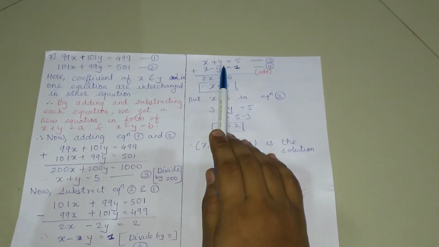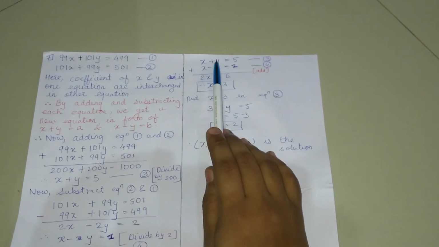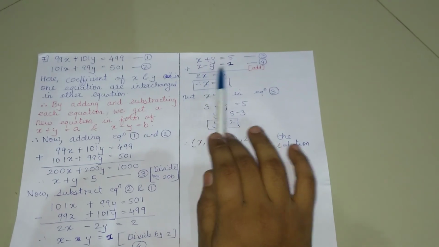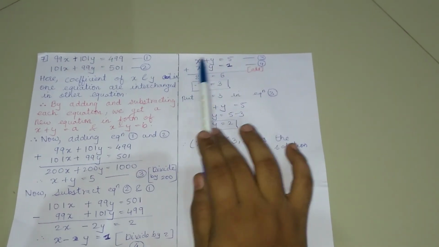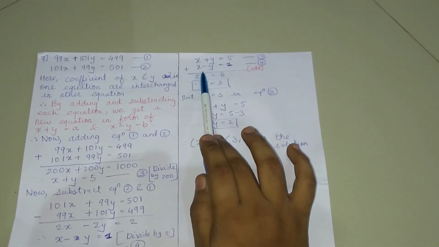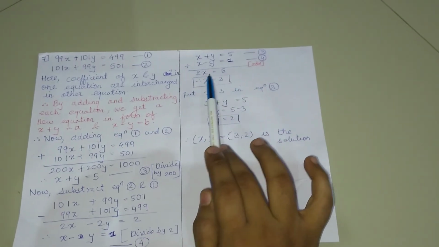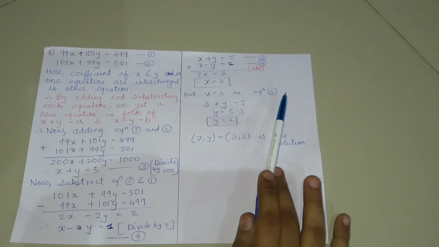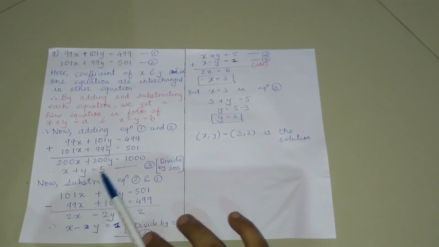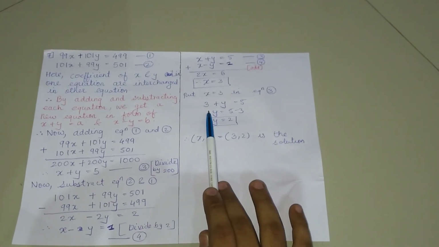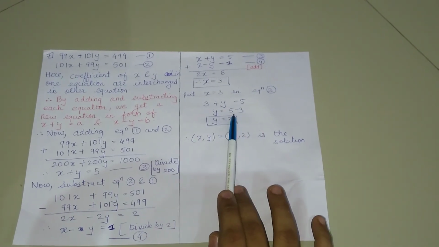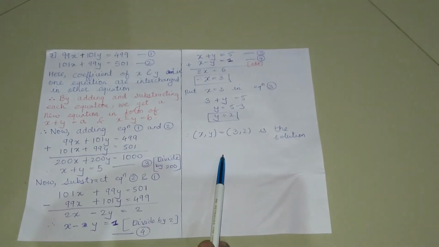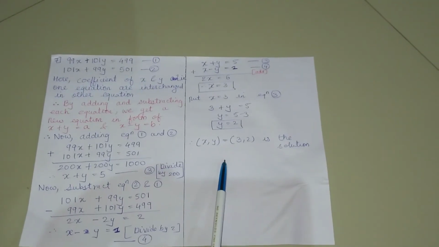Now we have the same coefficient for y with opposite signs, so we can directly add these equations. The plus y and minus y will get cancelled. 2x = 6, so the x value will be 3. Putting x = 3 in equation number 3: 3 + y = 5, y = 5 - 3, y = 2. So (x, y) = (3, 2) is the required solution.